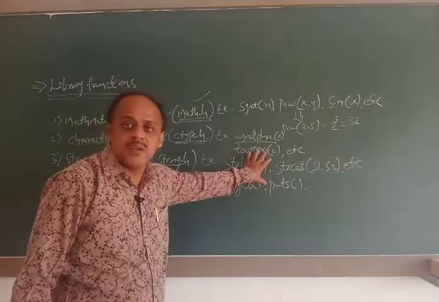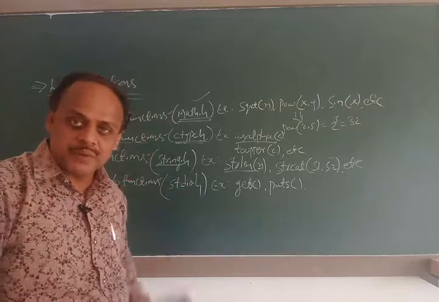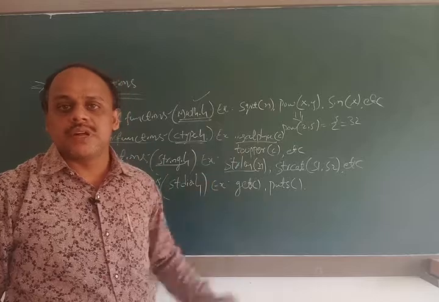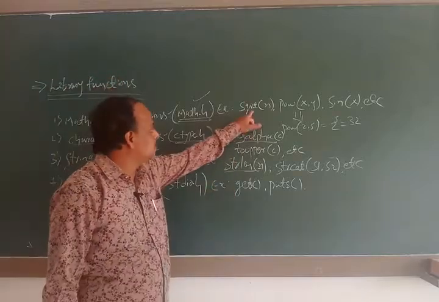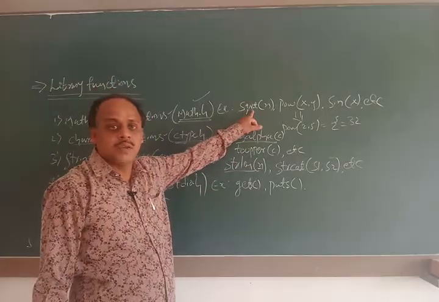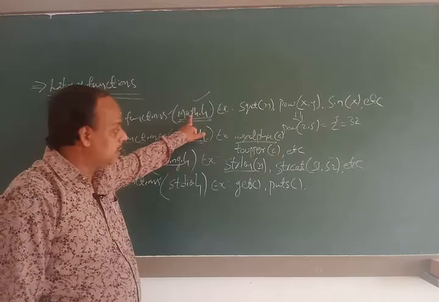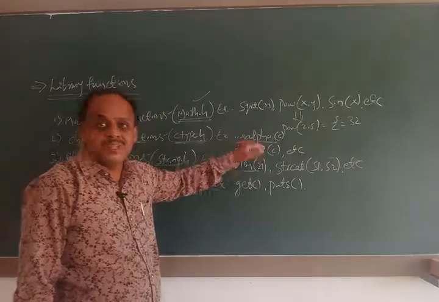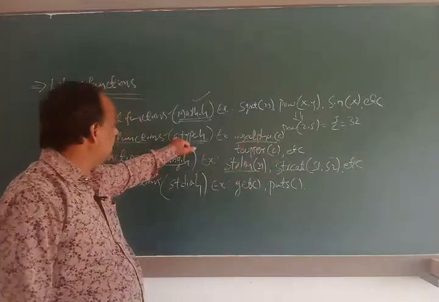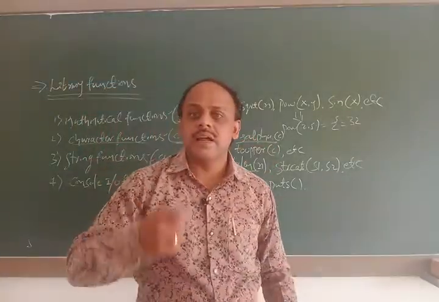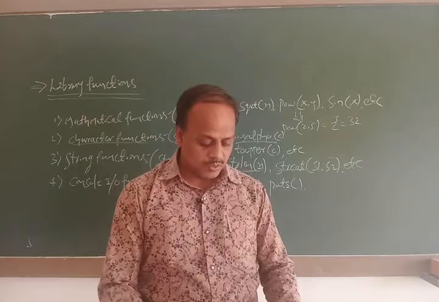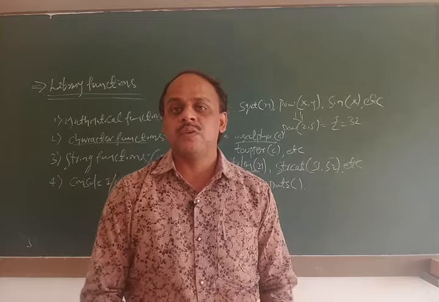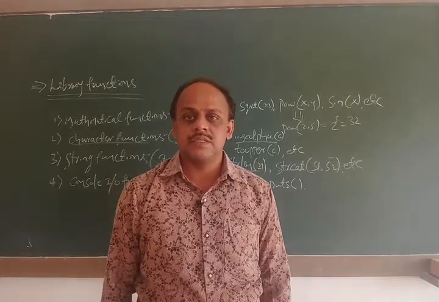So these are library functions. If we are using such library functions in our program, we have to add the related header files. For example, if we are using the sqrt function, we have to add the math.h header file. If we are using the isalpha of c function, a character related function, we have to add the ctype.h header file. Like this, we have to add the related header files whenever we are using library functions.